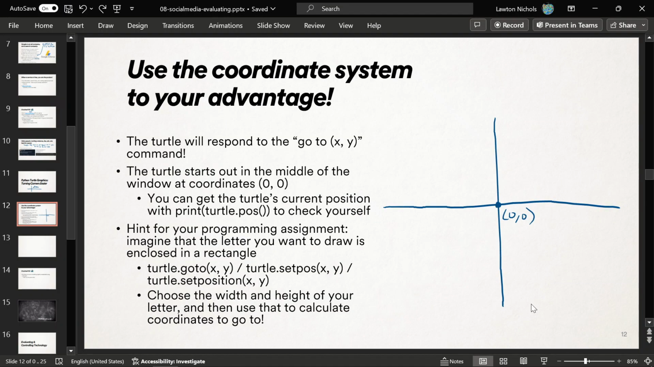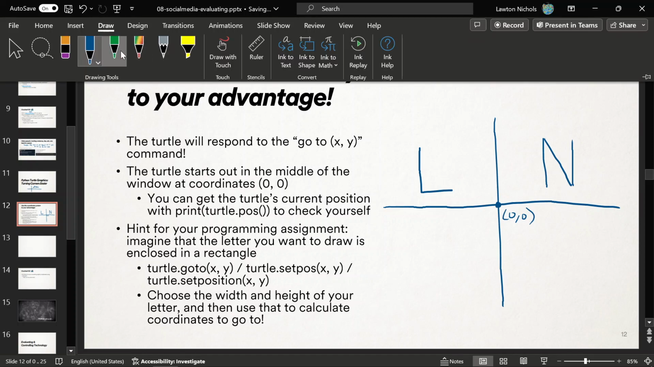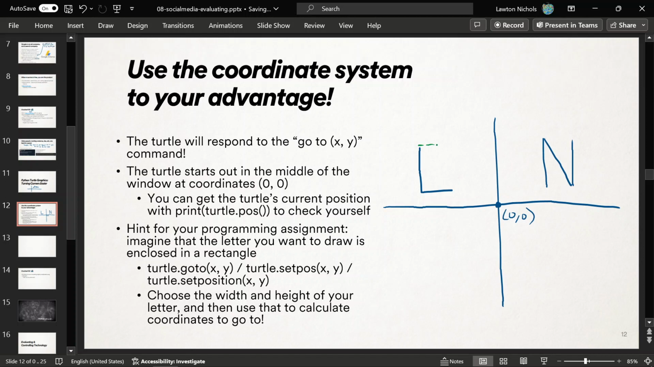So with that, let me show you how. Here's my hint for you. Imagine that your letter, your initial that you're trying to draw right now, or the digits of your graduation year that you're trying to work on, are enclosed in a rectangle. All right? So just imagine, I would like to draw an L here. I would like to draw an N over here. As you plan it out, think about that letter being enclosed in a rectangle. Because look at how easy it will be to draw this letter now if you pick out things. Same with this one. Whee! Imagine enclosed in a rectangle. It's really just a box.